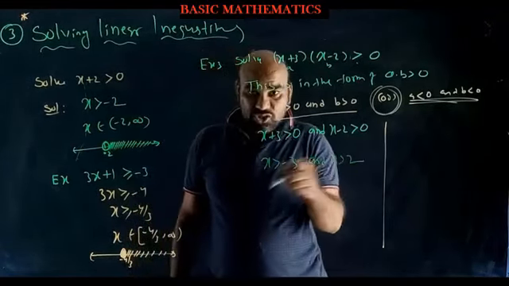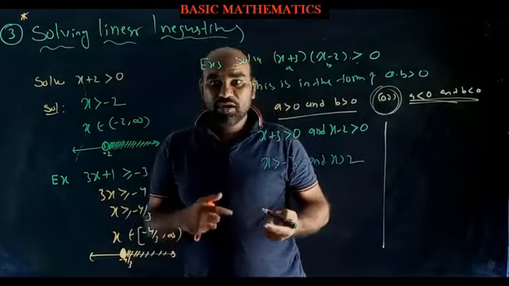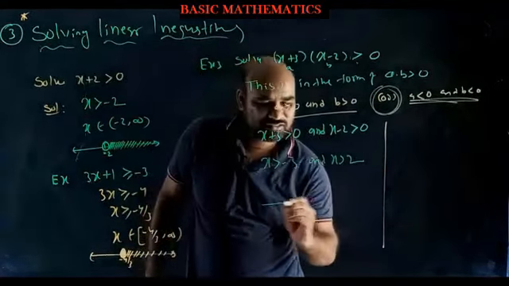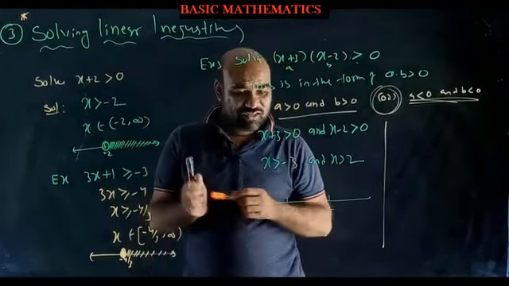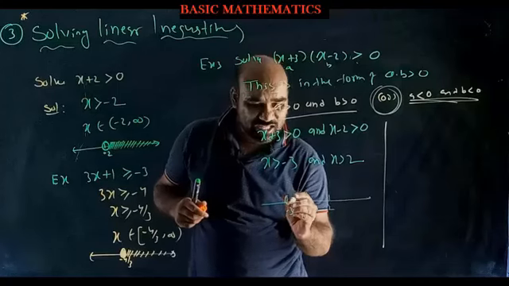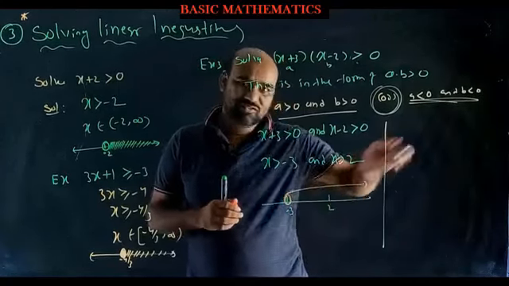So I want to combine these two, x greater than minus 3 and x greater than 2. I can combine them by using a number line. This is the number line, here minus 3, here 2. This is saying that the x value is greater than minus 3, not equal to minus 3, greater than minus 3. All the values.